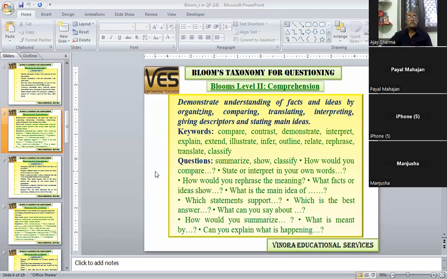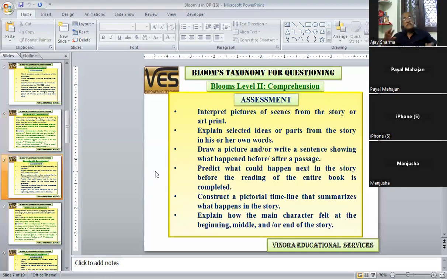Now, questions or right assessment. Interpret picture of a scene of scenes from the story or art print. You showed a diagram, an image, a picture, and then you are asking them to interpret pictures of scene from the story. Interpret can also be done. You can say or create a story out of the picture shown to you.